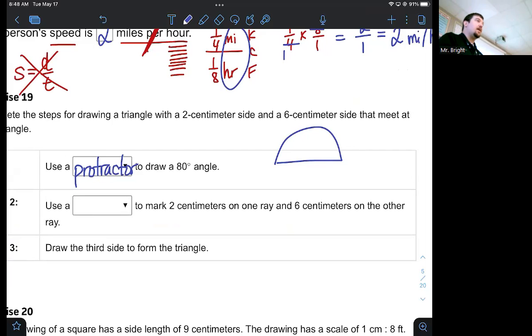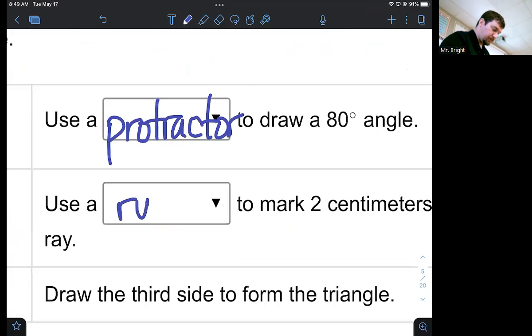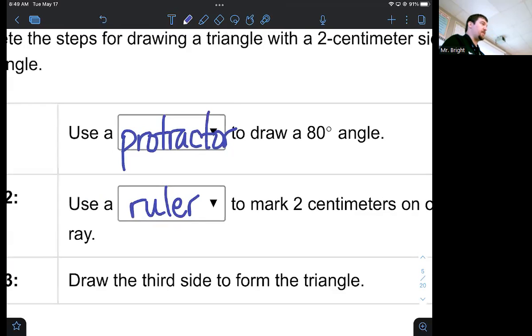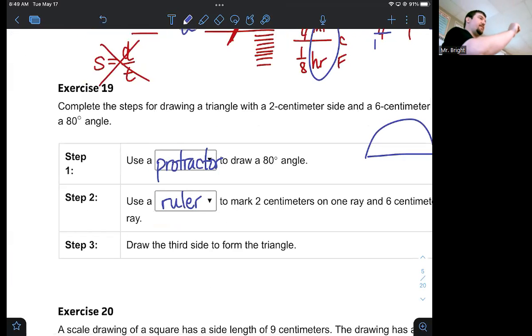Okay. Now, we need to make sure that we not only have the 80-degree angle, but we have the right side lengths. So Frank, what do you call the tool that allows you to measure a 2 centimeter side and a 6 centimeter side? A ruler. Yeah, a ruler. So we'll also need a ruler. Some protractors have a tiny ruler at the bottom, and they also have the 0 to 180 degrees on the top side of it. So you can actually measure the length of the ray that you're drawing. Two rays make an angle.